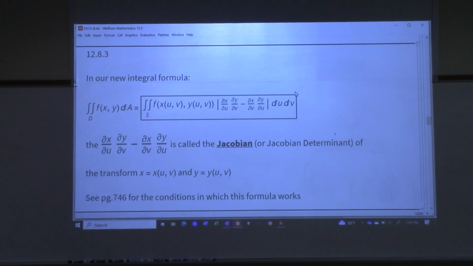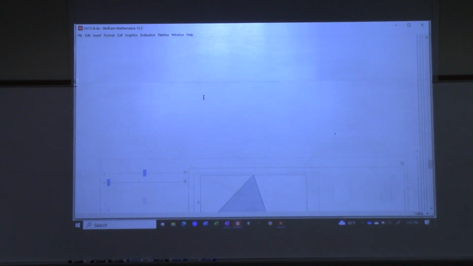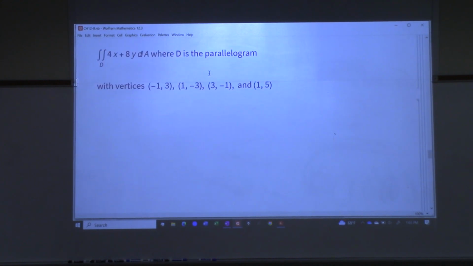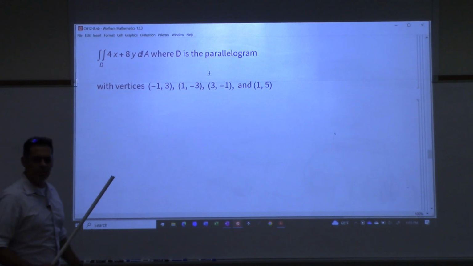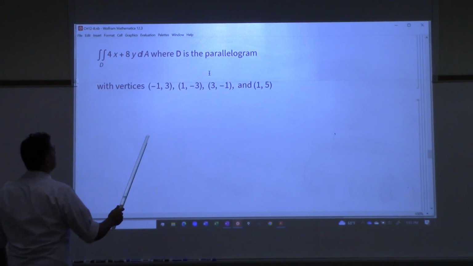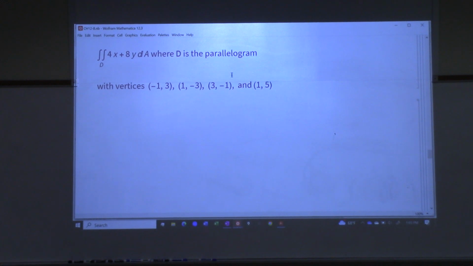And I did one example. The example that I did, I gave you the transformations, the change of variables. Oh wait, it wasn't this one, sorry. The one we ended class with was this one right here, where we had this region. I gave us these vertices, and then we transformed it over.